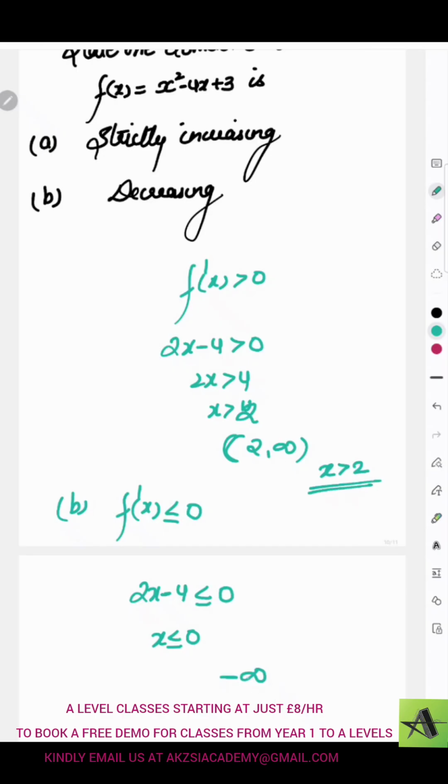And here the domain is minus infinity to 2. So 2 we are including, so it has to be in a square bracket like this, or we can write it in this way. So in either way we can represent the inequality. So that's it for today.